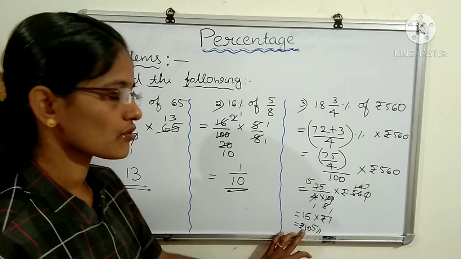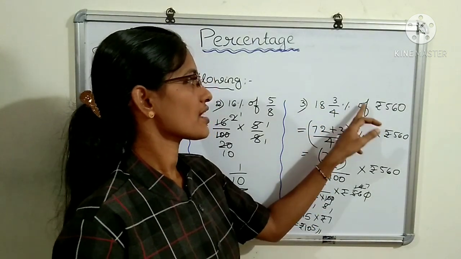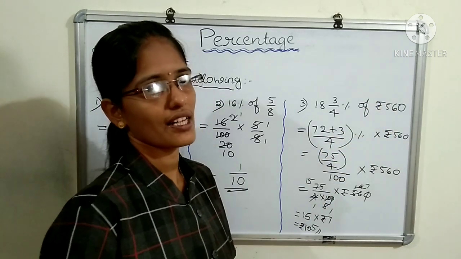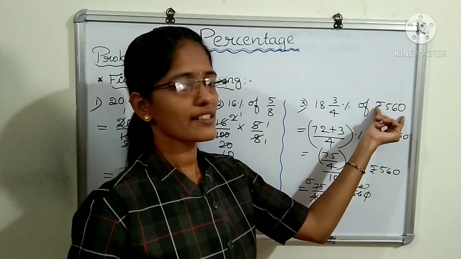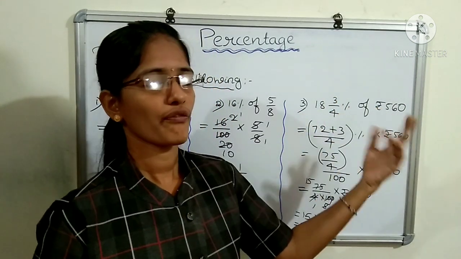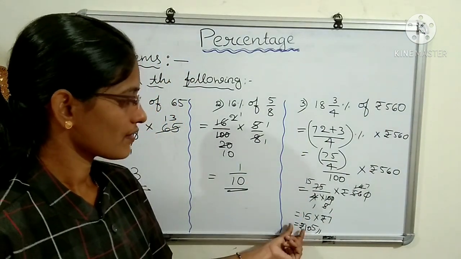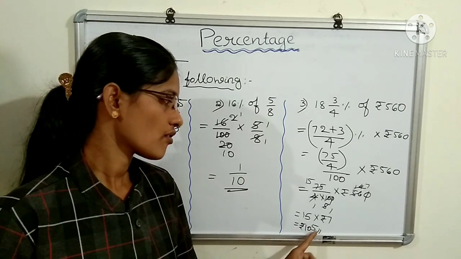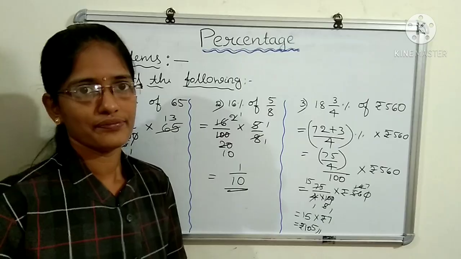See why I have taken the rupees symbol here in the question. 18 3 by 4 percentage of rupees 560. If anyone says to you, out of rupees 560, give 18 3 by 4 percentage to your friend, that time what will you do? You have to calculate in this way and you will get the answer rupees 105. This much rupee you have to give to your friend.